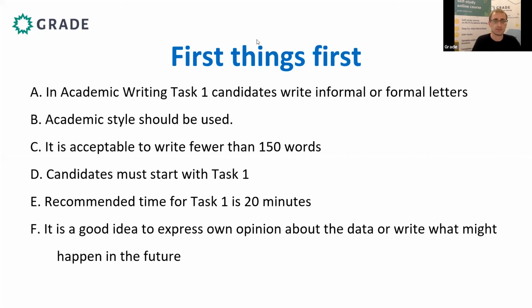So for example, if we look at option A, in academic writing task 1, we deal with different kinds of visuals rather than types of letters. So letter A is false.